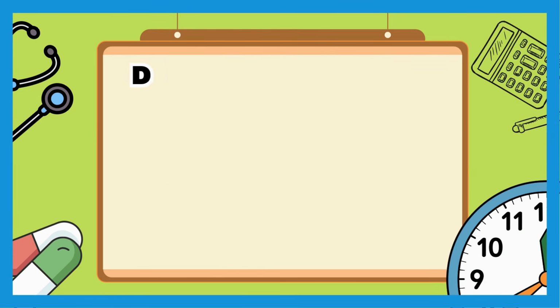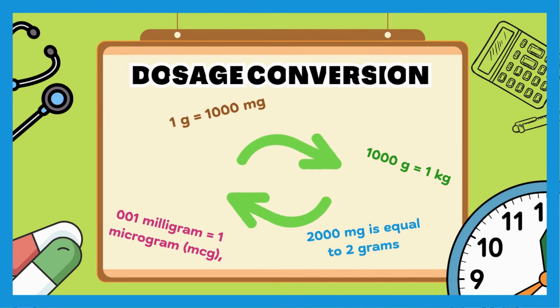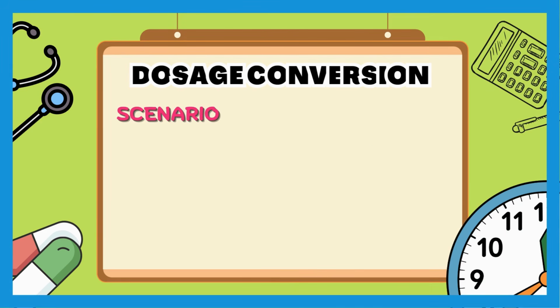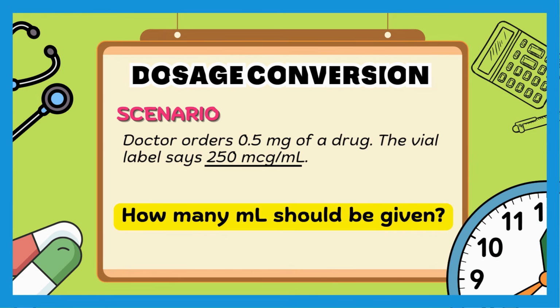Lastly is dosage conversion. Why is this important? Because sometimes you are going to get questions in different units and you need to know how to convert it. So let's do this scenario, okay? So the doctor orders 0.5 mg of a drug. The vial label says 250 mcg per ml. It's not mg, it's not milligram, okay? How many ml should be given?